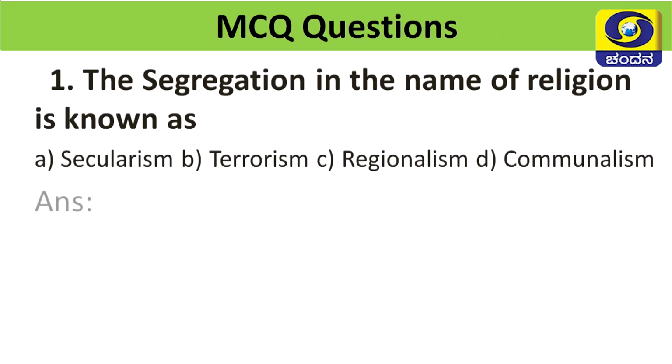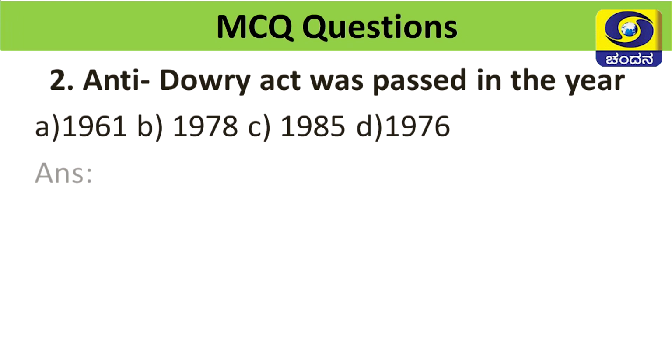Yes. And now I want to discuss the multiple choice questions for this lesson. Student, are you ready for this question? MCQ questions. First question: the segregation in the name of religion is known as dash. A, secularism; B, terrorism; C, regionalism; and D, communalism. Children, find out which is the correct answer for this question. Yes, correct answer, communalism.